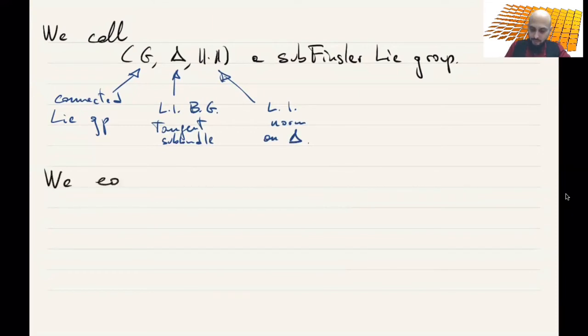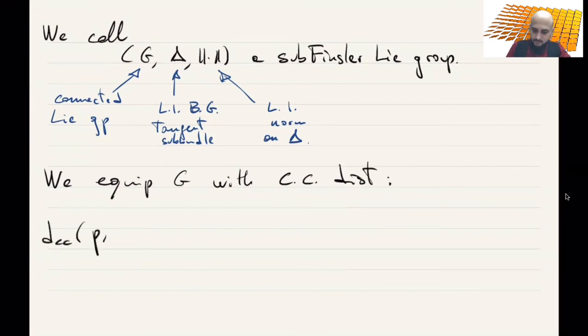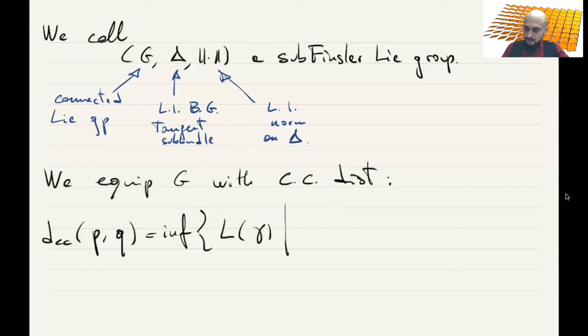So we equip G with a Carnot-Carathéodory distance. The Carnot-Carathéodory distance between P and Q is equal to the infimum of the length of gamma, such that gamma is Δ-horizontal from P to Q. Okay. Let me therefore remark that any two norms are equivalent.